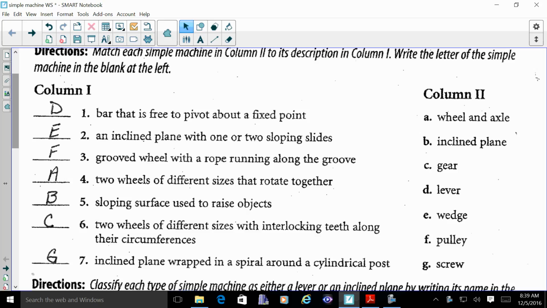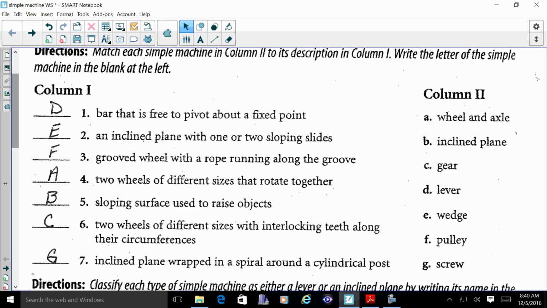Two wheels of different sizes that have the teeth locked together are going to be gears. We're going to be talking about that after you come back from the holidays. And then the inclined plane wrapped around a spiral, once again, is a screw. And the more threads you have on the screw, naturally the longer the plane, so the easier it is to put the screw in.